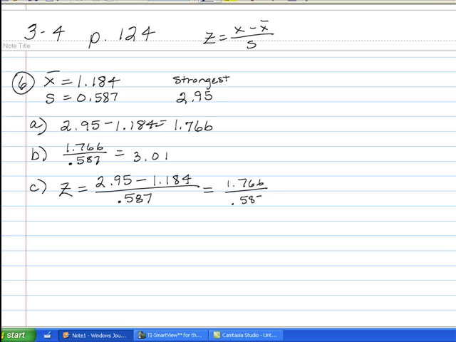Okay, part D. If we consider usual magnitudes to be those that convert to z-scores between -2 and 2, is the magnitude of the strongest earthquake usual or unusual? Well, because it's greater than 2, it would be unusual.